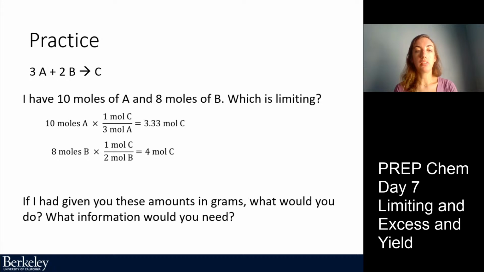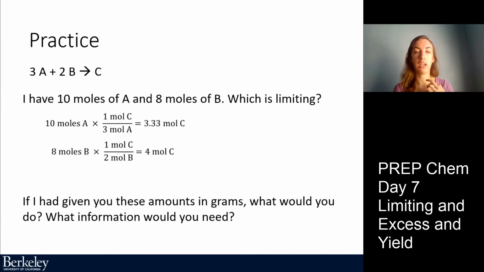If I used up all 8 moles of B, I'd be able to make 1 mole of C for every 2 moles of B. So that's that stoichiometric conversion factor there. And I would be able to make a total of 4 moles of C. So exactly like someone in the chat said, it's whatever one is less. So 3.33 is less than 4. So A is our limiting reactant.